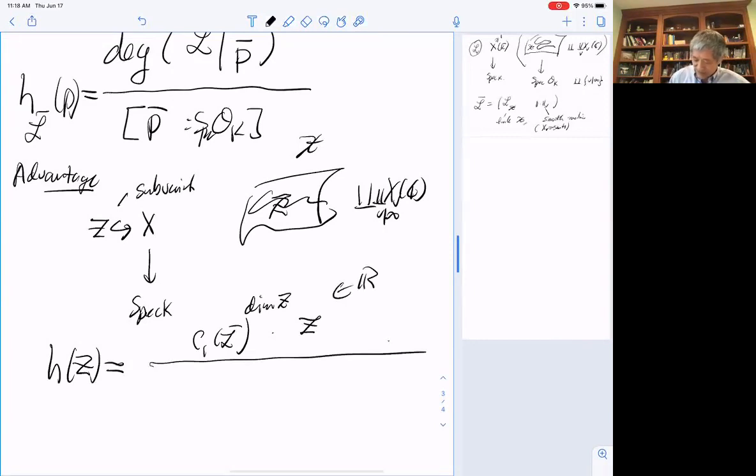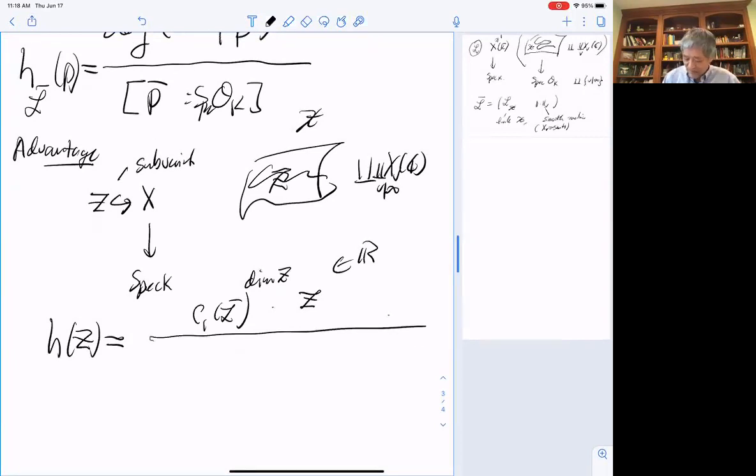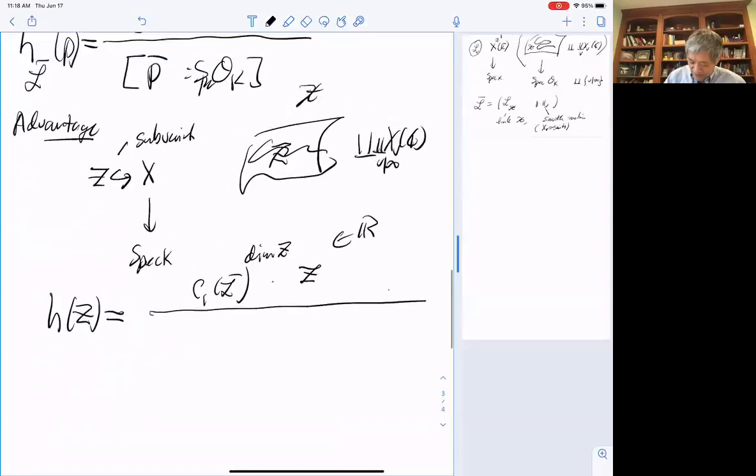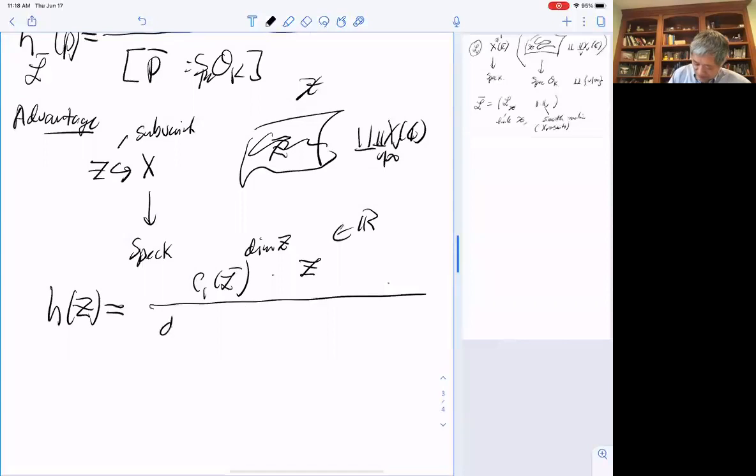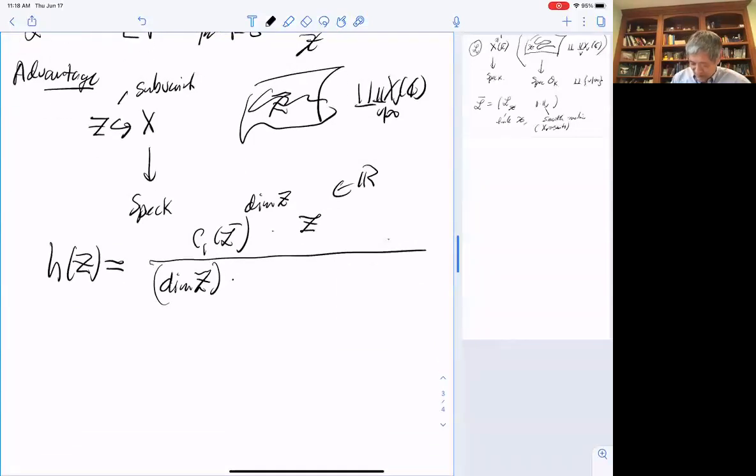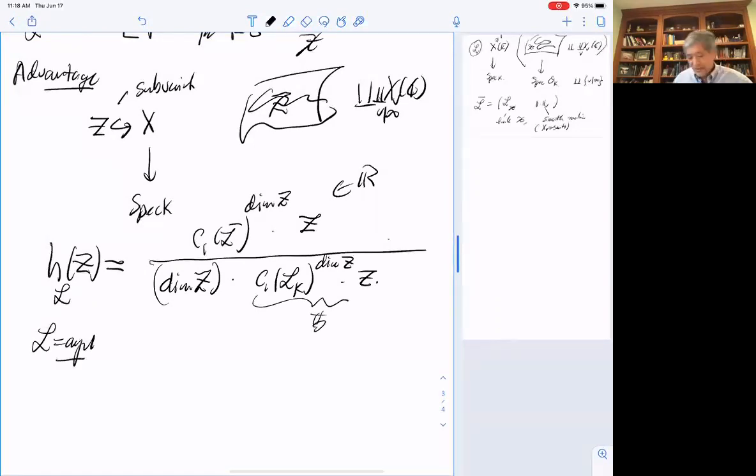And then you normalize. I mean, at the very beginning there was no normalization, but in my paper anyway, I figured out that there should be a better way to normalize by some numbers. You divide by the geometric degree, so it's c_1 of L_K to the dimension of Z on Z. Of course, for this definition, suppose this is not zero. So usually if L is ample, that's good. So the advantage of Arakelov theory is that not only can you define the height of a point, you can also define the height of a subvariety.